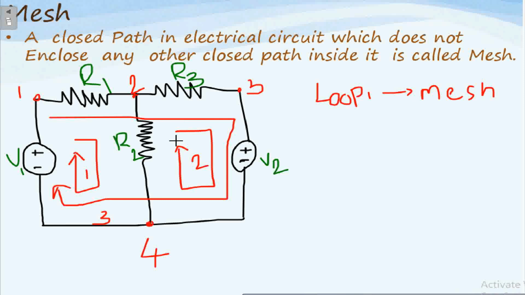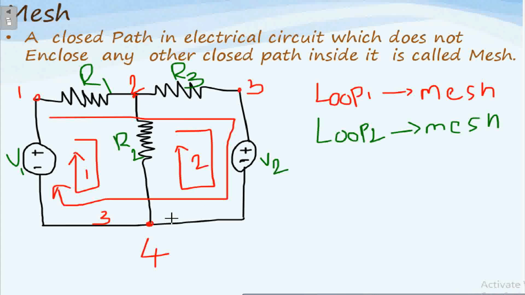Next, let us examine loop 2. Loop 2 is 2, 3, 4, 2. It does not include any other closed path. So loop 2 is also a mesh. So till now we got 2 meshes. Let us examine the third loop.